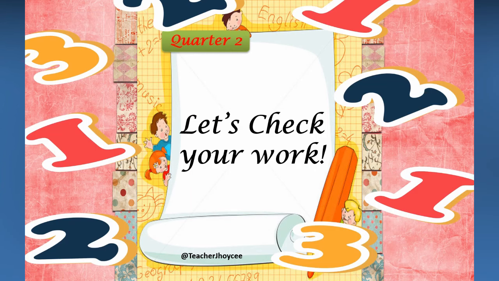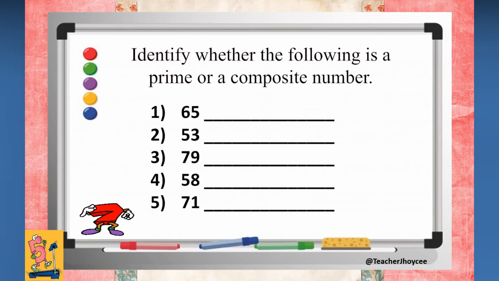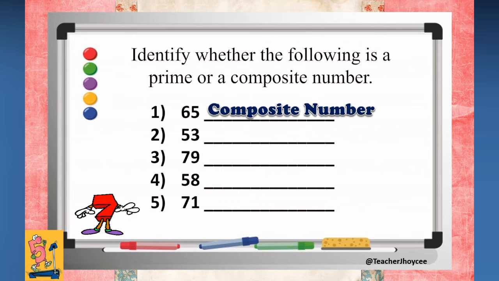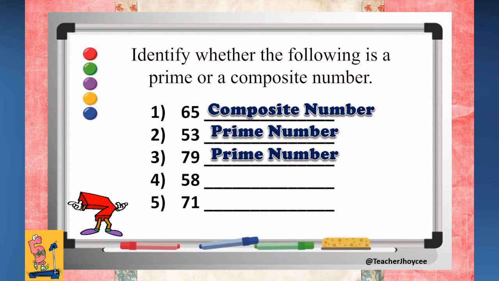Time's up! Let's check your work. Number 1, we have 65. So 65 has more than 2 factors, therefore it is a composite number. Number 2, 53. Its factors are 1 and itself, so it is a prime number. Number 3, 79. The factors of 79 are 1 and itself, so it is also a prime number.